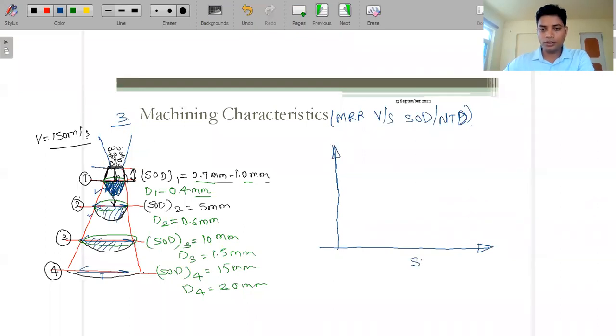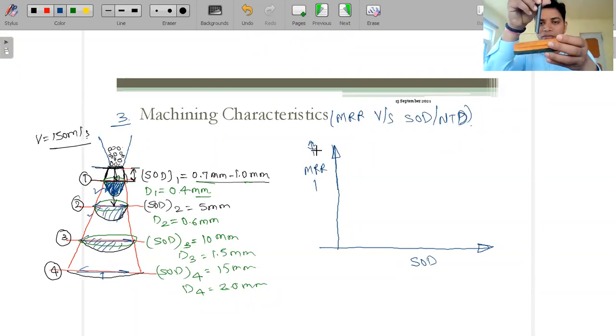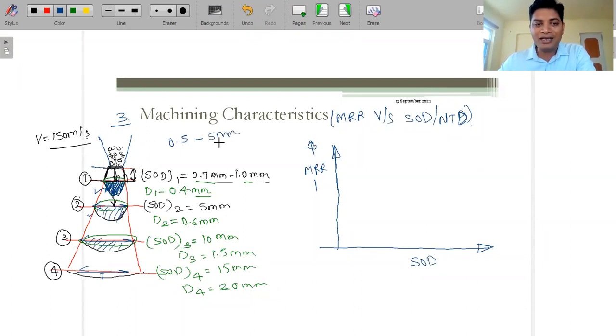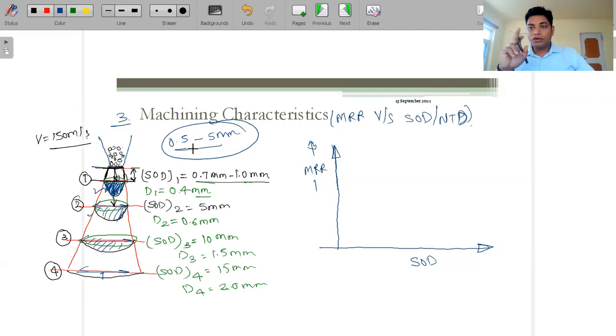Here, if you see the graph, this is the SOD, and this is the MRR, that is, material removal rate. Now, guys, just try to assume that this is the minimum gap, and as we increase the space, we keep it very small, because the SOD is generally in the range of 0.5 mm to 5 mm. We are maintaining this, and why we are maintaining it is also important, because I discussed with you in the process parameters that it is in the range of 0.5 to 5 mm.